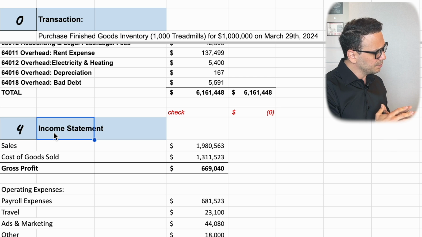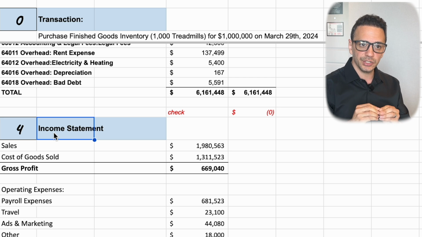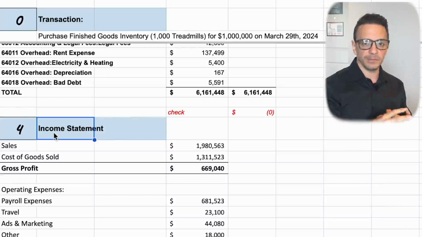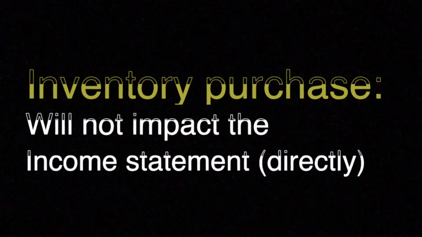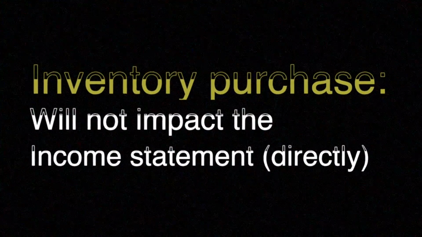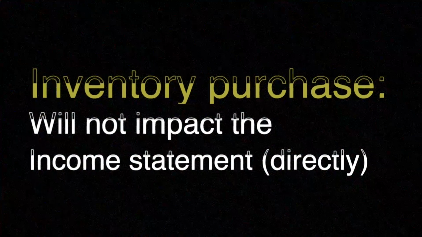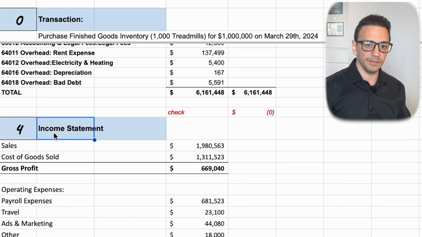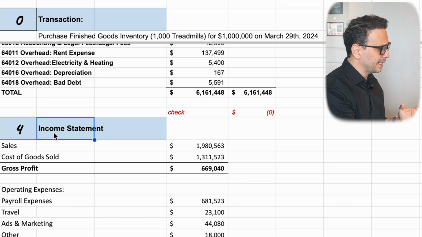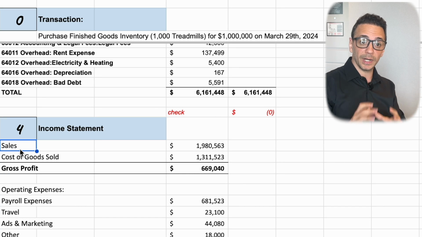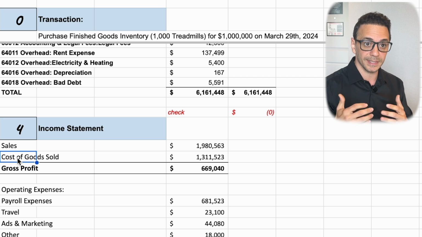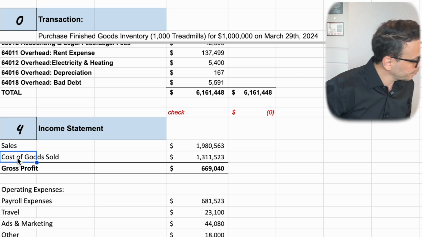So for the income statement, this particular transaction is an inventory purchase. It's not going to impact our income statement directly. So when you buy inventory, it's not going to be cost on the income statement. It's going to turn into cost, which is cost of goods sold, once you start selling the inventory. So in this case here, it doesn't impact the income statement directly, but it's going to land in cost of goods sold at some point when you start selling this inventory.